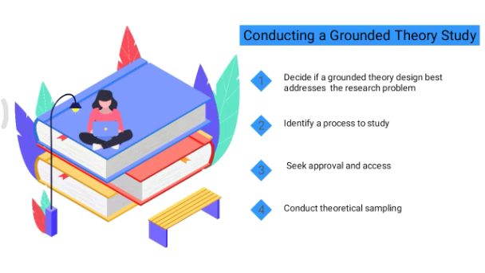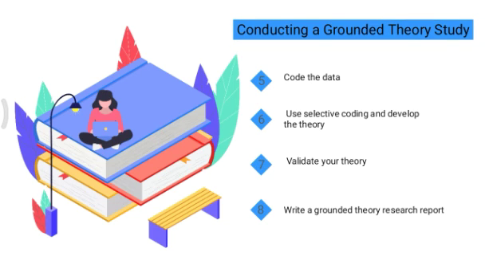As you can see, in conducting a grounded theory study, there are eight steps. The first one is decide if a grounded theory design best addresses the research problem. And the second one is identify a process to study. The third one is seek approval and access. And then conduct theoretical sampling. And the fifth is code the data. And the sixth is use selective coding and develop the theory. And the seventh is validate your theory. And the last, write a grounded theory research report.